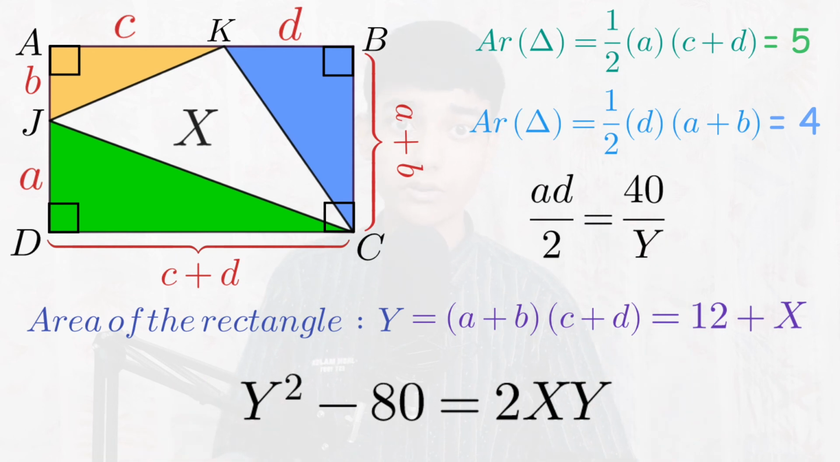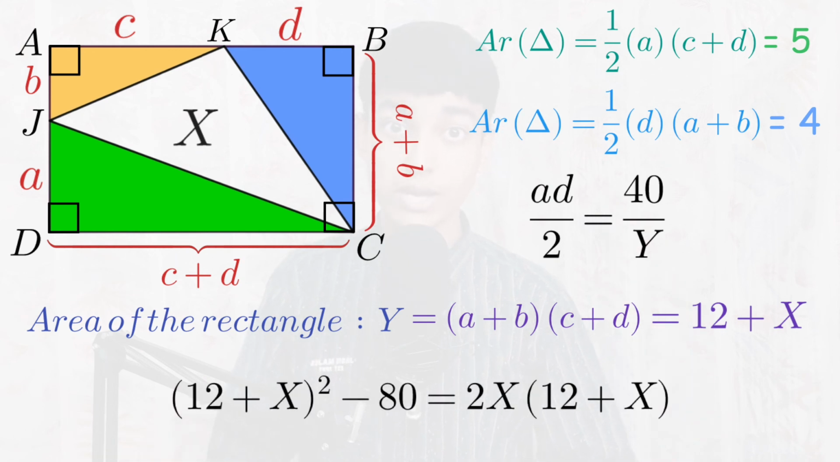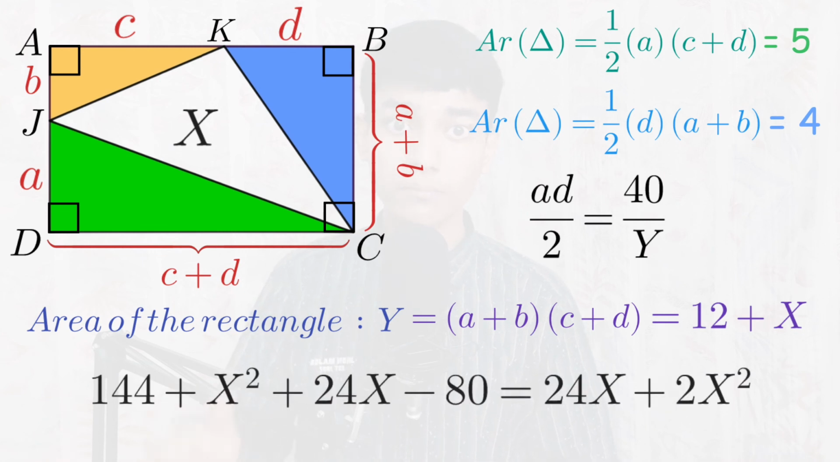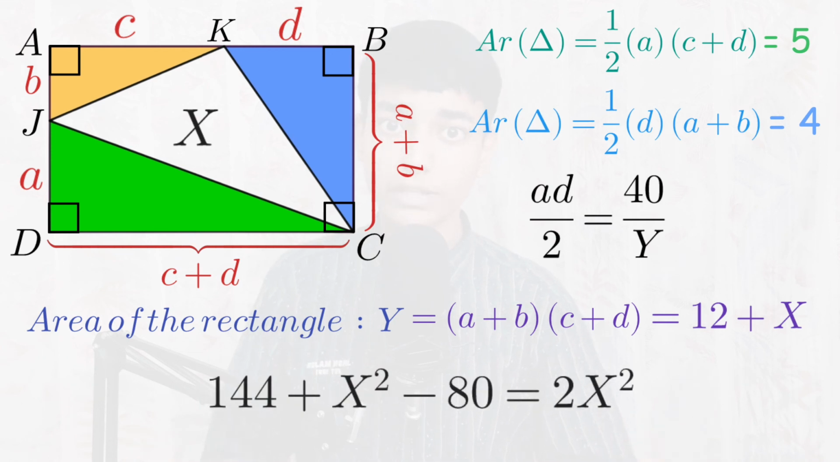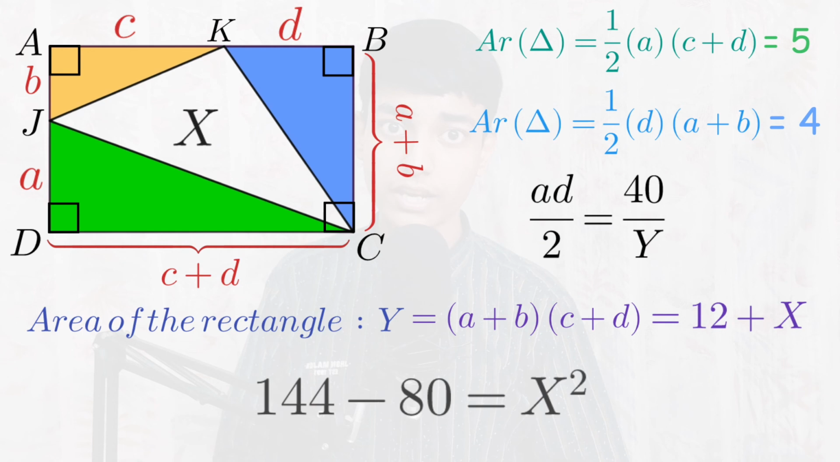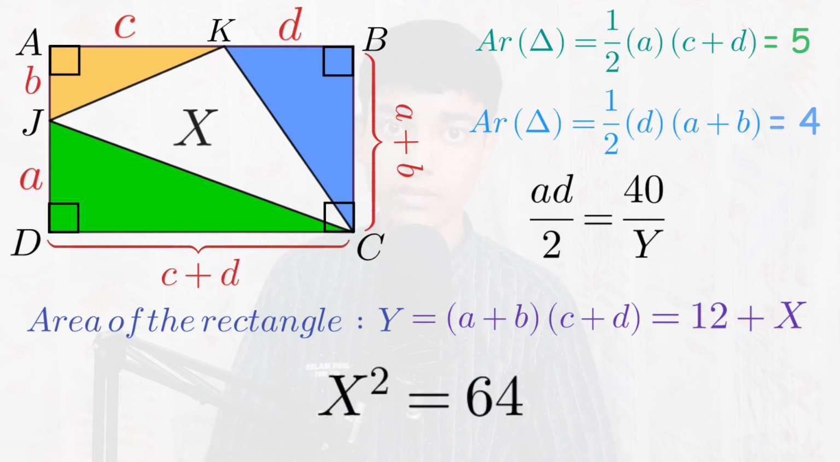So the equation will turn out to be 12 plus X the whole square minus 80 equals to 2 times X into 12 plus X. And when you open the brackets, you will get 144 plus X square plus 24X minus 80 equals to 24X plus 2X square. 24X from both of the sides got cancelled out. 2X square minus X square becomes single X square. On the other side we'll have 144 minus 80, that's 64. Therefore X square equals to 64.